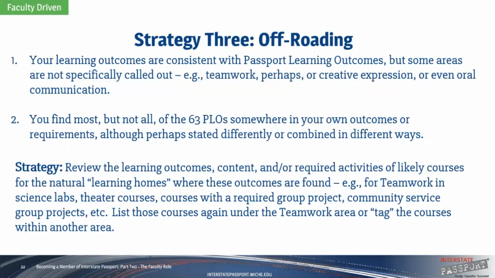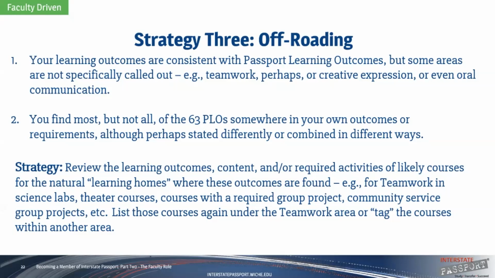The third strategy that we're showing you is what we're calling off-roading. In this case, your learning outcomes are consistent with Passport learning outcomes, but some areas perhaps are not specifically called out. This often happens for institutions in the area of teamwork, for example, or perhaps creative expression or even oral communication in some cases. You are finding most, but not all, of the 63 Passport learning outcomes somewhere in your own outcomes or requirements, although perhaps yours are stated differently or are combined in different ways.